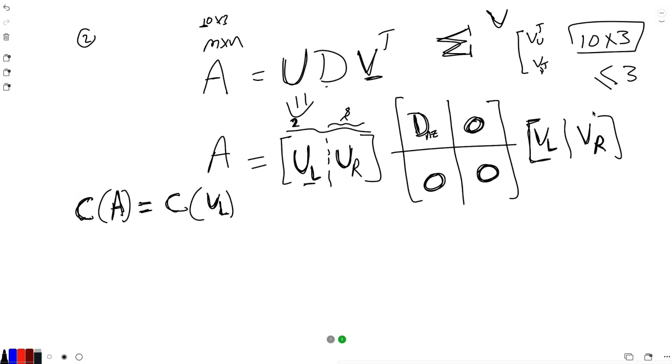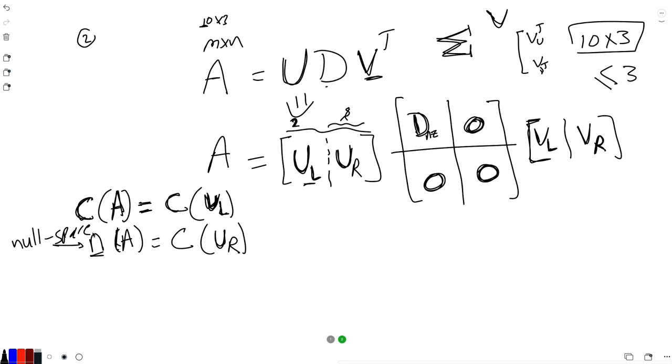So the column space of A is the same as the column space of UL. This is UL. Now we define a new term, the null space of A. What is the null space of A? The null space of A is the space where, when we project any vector onto it, it will be projected to 0. So the null space of A is equal to the column space of UR. This is called the null space of A.